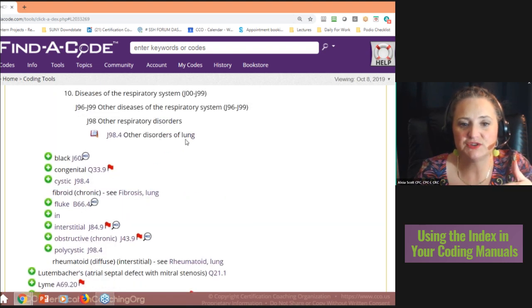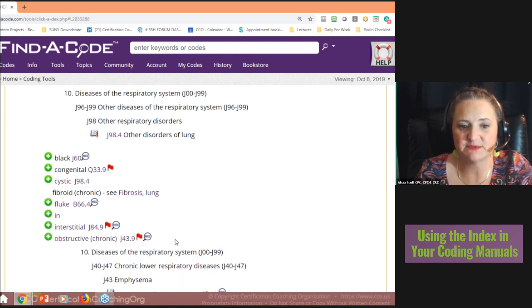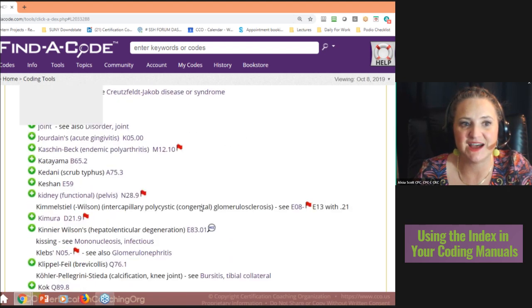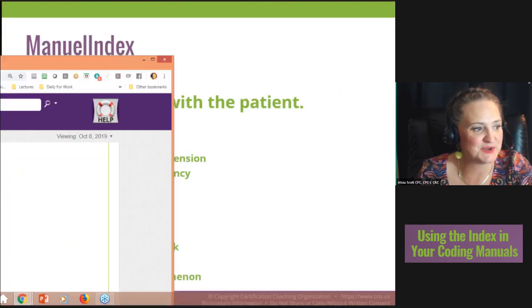So we have other disorders of the lung, but that's not what we have. We actually have chronic obstructive lung disease, right? So now it's going to find out all the types that are chronic and obstructive. Emphysema with decompensated and polycystic and so on and so forth. Okay, so again, that's kind of fun, but that's a little bit trickier.